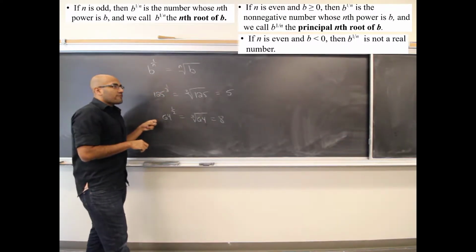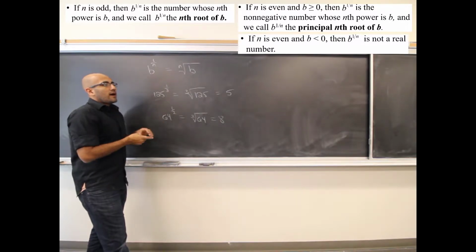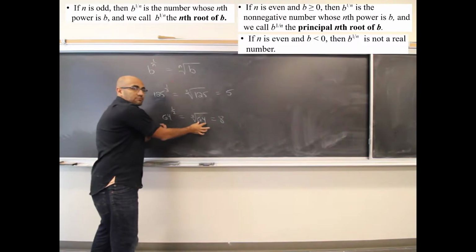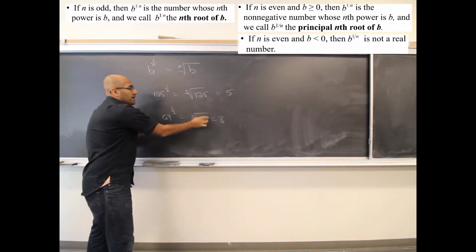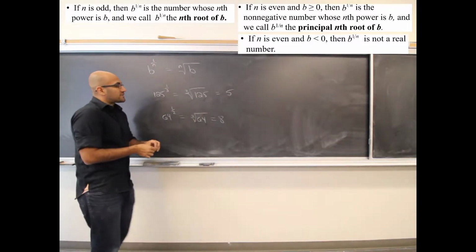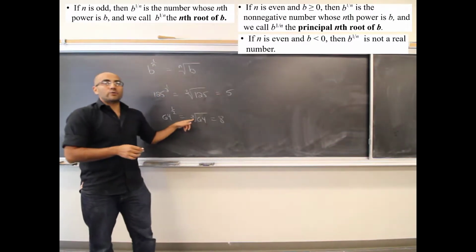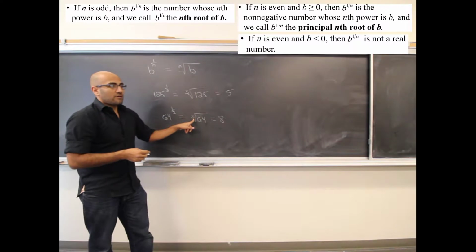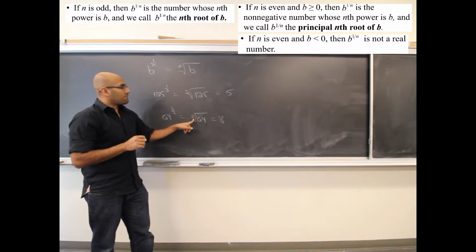Okay? Now, if we have an even one, then we've got to make sure, some conditions for us right now, is that this is positive. We want to make sure that the b value has to be positive because it's being raised to an even root. And if it's not positive, then we're going to get an imaginary number. So we're not dealing with that yet.